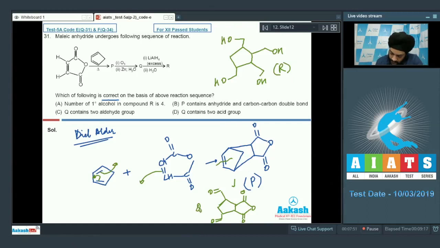This was the product Q which was formed. And now let us look at the options. So option A, it says number of primary alcohol present in compound R is 4. This option is correct, students. You can see that there are a total of 4 primary alcohols present in the compound R.